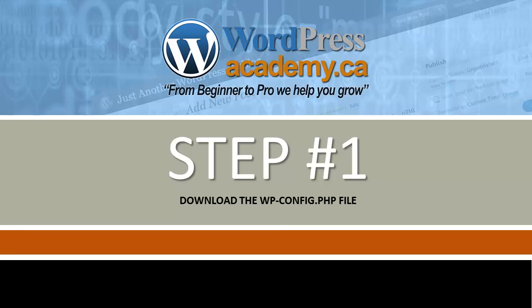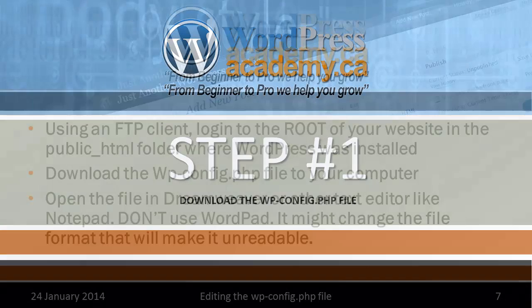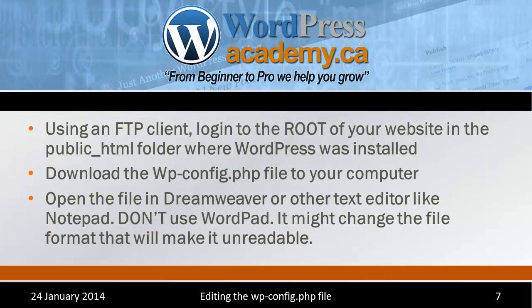Step number 1. Download the wp-config.php file. To do this, you'll need to use an FTP client. Log in to the root of your website. That's the public_html folder where your WordPress is installed. Download the file that is called wp-config.php. Download that to your computer.